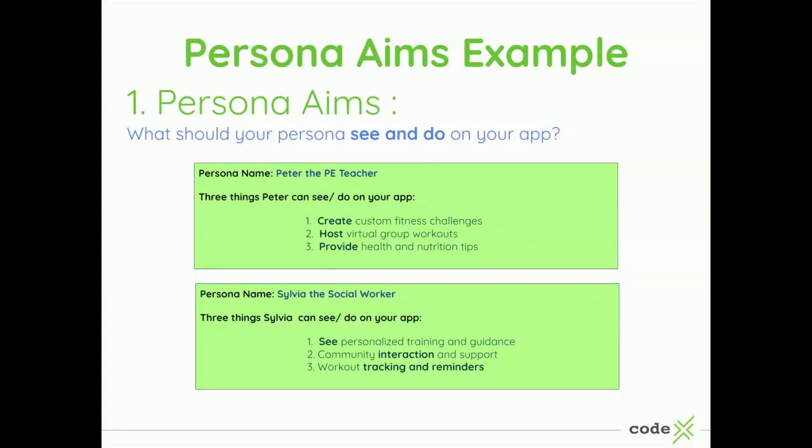Sylvia, the social worker, on the other hand, can see personalized training and guidance. Secondly, community interaction and support. And the third feature for her is workout training and reminders. It is important to note that the aims of the personas work together but from different perspectives. For example, Sylvia wants personalized training and guidance, while Peter wants to create custom fitness challenges.